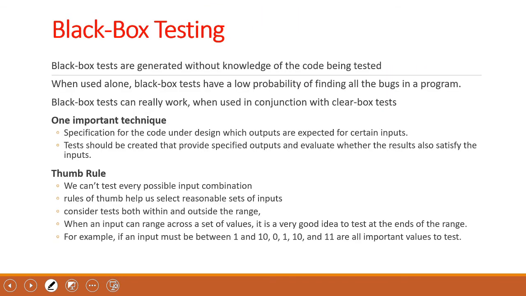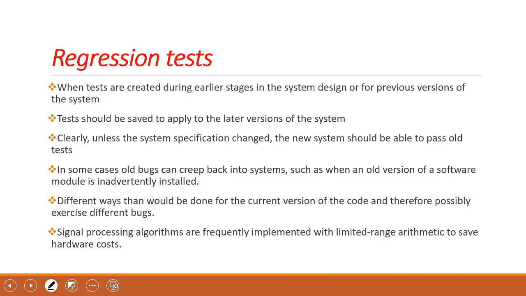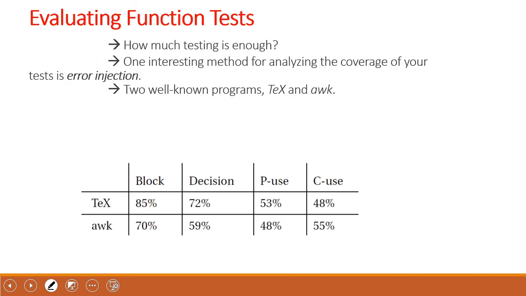After that, under black box testing, we test without knowing the program structure. We do random testing and regression testing under black box testing. After that, how much testing is enough for a program is given by the TEXT and AVAC programs in an IEEE paper, and this is the range of it. So how much testing is enough, we can find by this. Thank you. Meet you in the next video.